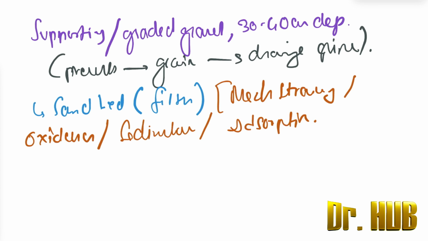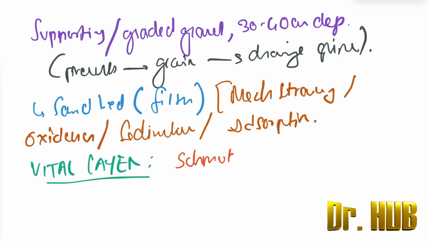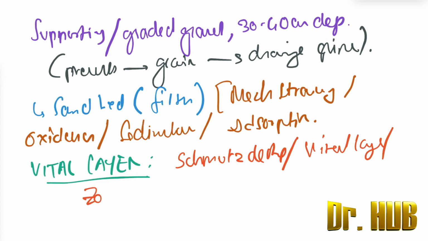Then comes the vital layer. In a new filter, the bed merely acts as a mechanical strainer, but over time the sand bed gets covered with a Schmutzdecke, or vital layer, which is a biological layer.